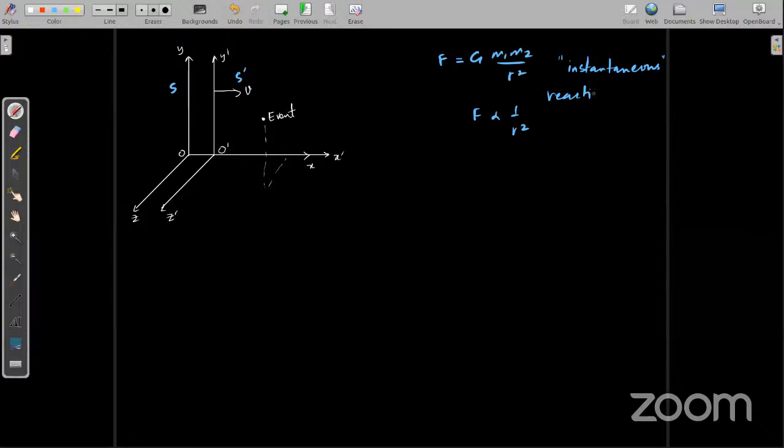So according to this law, if the sun were to disappear at this very instant, I see that the time is 6:42. So if it was to disappear at this very instant, we would feel its effects on Earth right away at 6:42, or now it's 6:43.